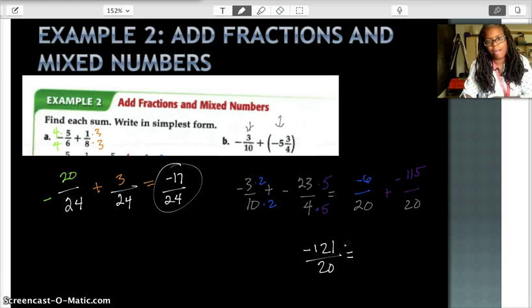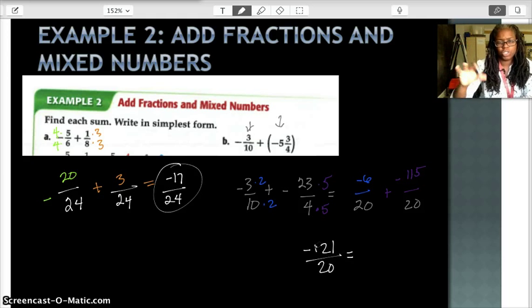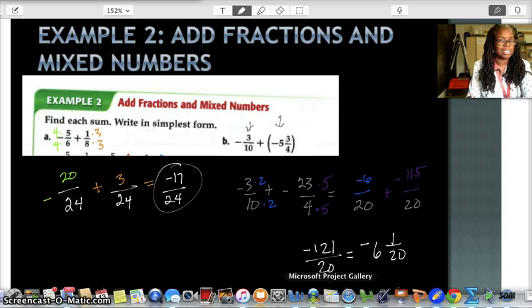If you left it as an improper fraction, there's no way to reduce this as it is, but we can change it to a mixed number. But if you left it as an improper fraction and I don't expressly tell you to change it into a mixed number, then you're all good. So don't feel like you have to worry about it. But 20 goes into 121 6 times with a remainder of 1, and the answer is negative 6 and 1/20. Not too bad, hopefully not.